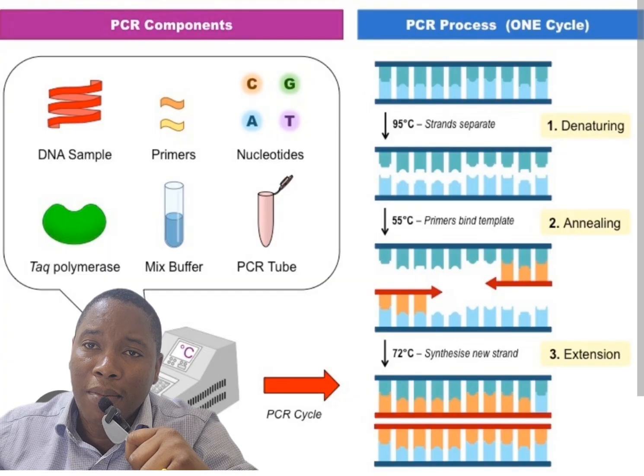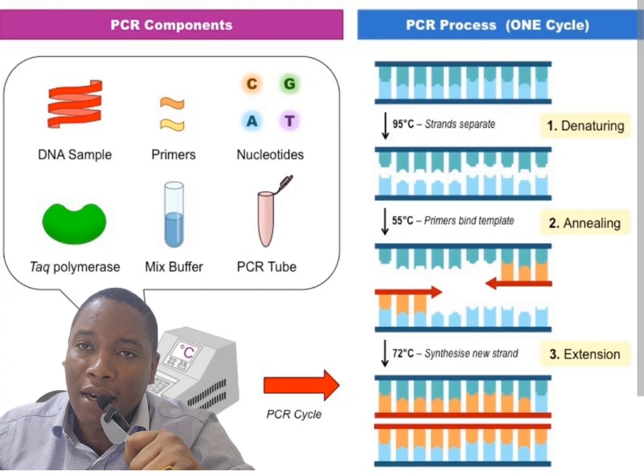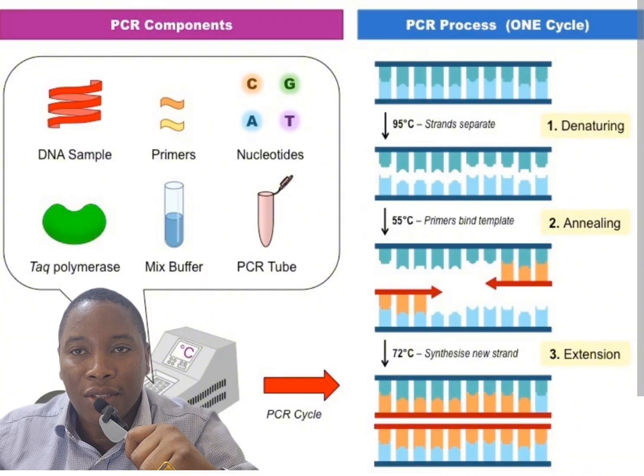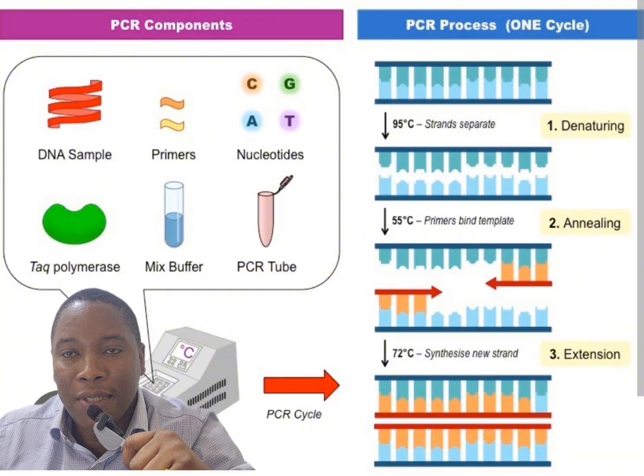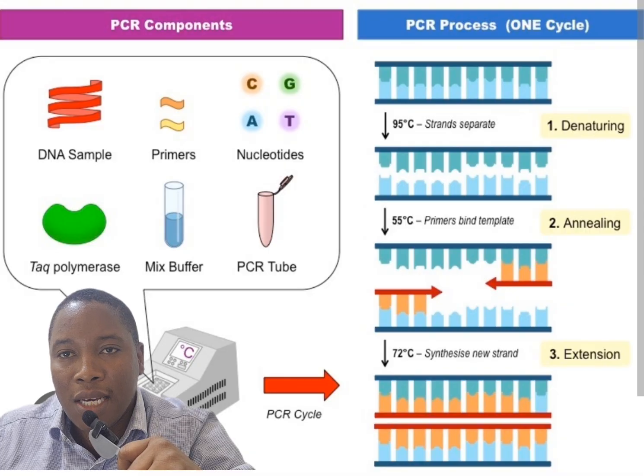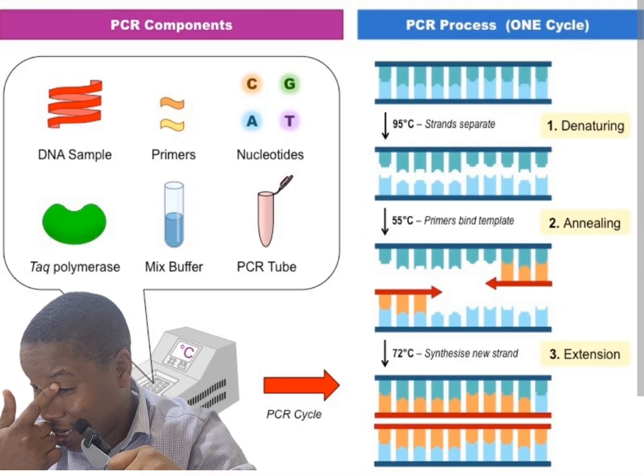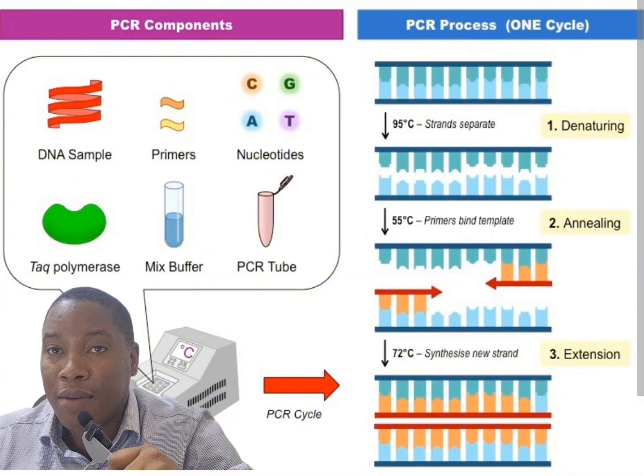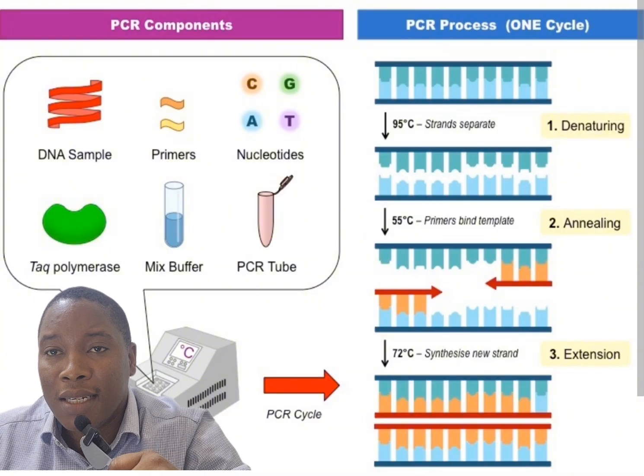Today we are going to discuss conventional PCR. We've been talking about PCR, which is polymerase chain reaction. So we are going to talk about conventional PCR, the first type of PCR. This PCR was designed as far back as 1983 by Kary Mullis. Mullis was the scientist that designed this method.